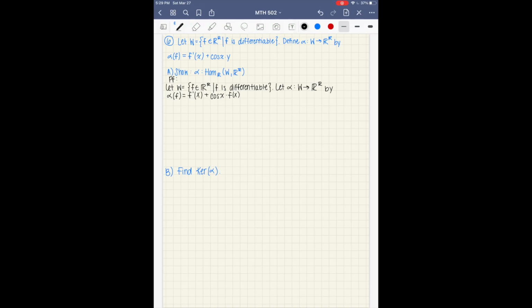I also had question 6. So for the first part A, we have to show 2 cases in order to show that it's a homomorphism.